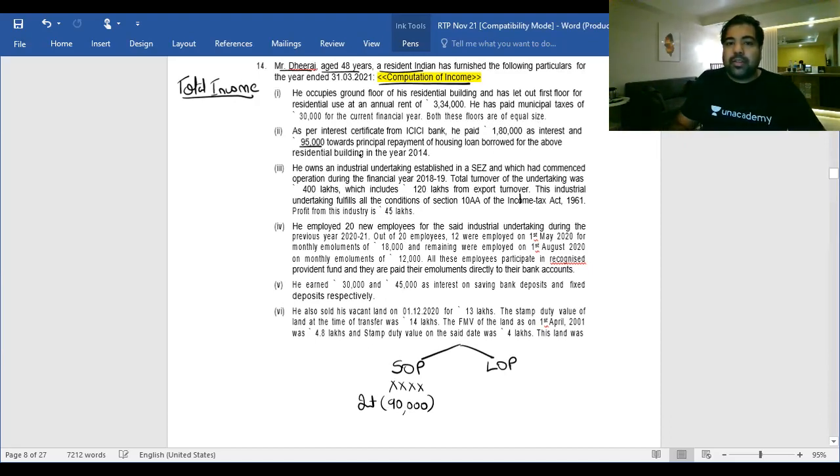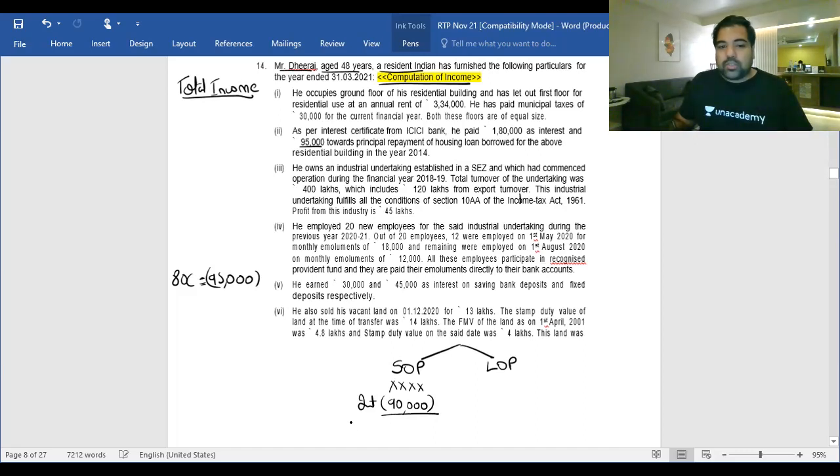Principal repayment is basically under section 80C. I'm just going to write it here and keep it ready. 80C, 95,000 is the principal payment to a bank. So you get a deduction in 80C. Here is your loss from house property, 90,000. Why is loss something that makes you happy? Because here you can set it off against your incomes to reduce your profits and reduce your tax.